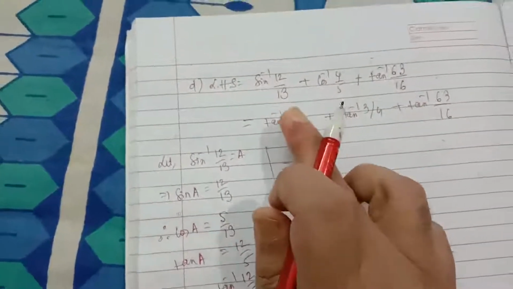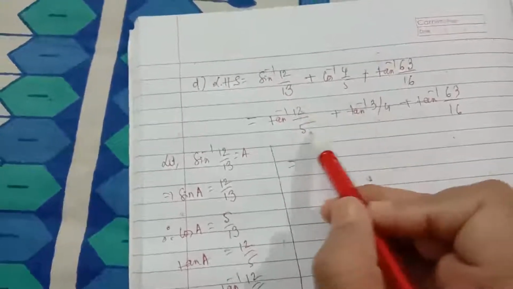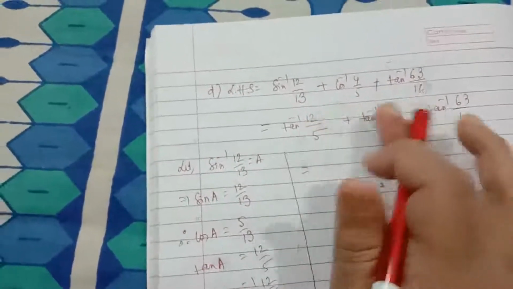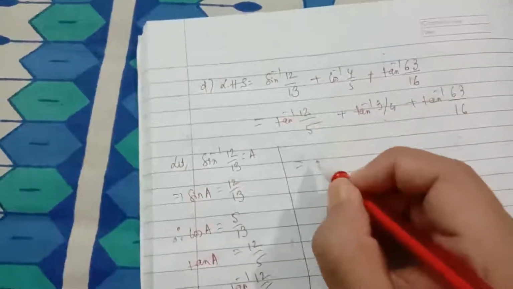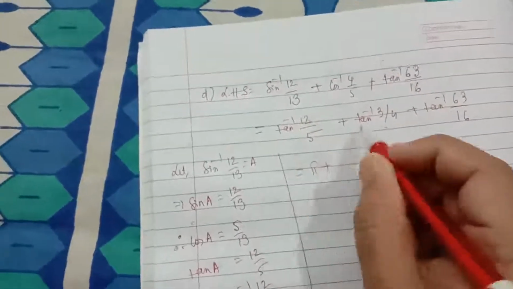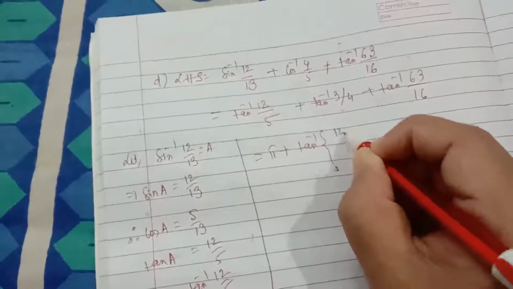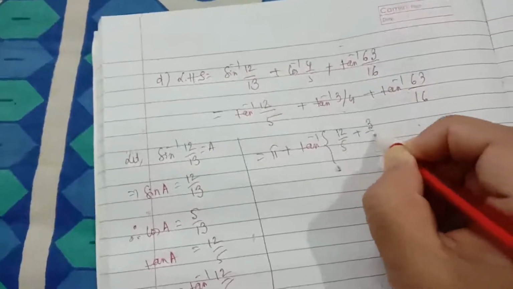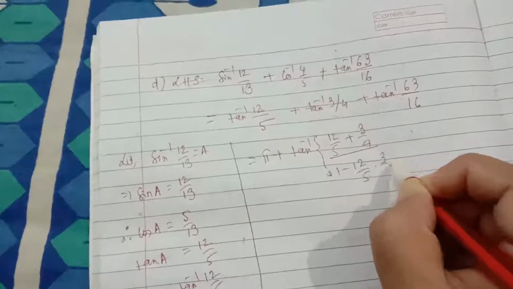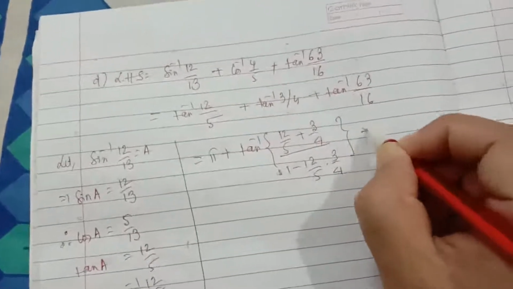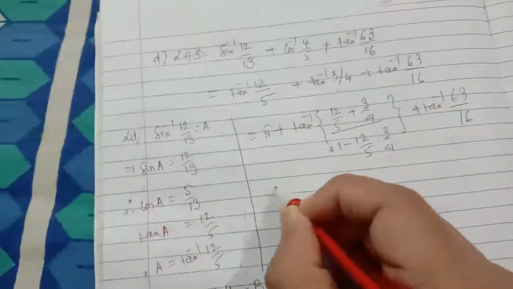Now we want to add these two, but if we multiply, you can see 12 by 5, 3 by 4, 36 by 20. Clearly if we add these two, x into y is more than 1. So to add, we have to write pi plus tan inverse of 12 by 5 plus 3 by 4 by 1 minus 12 by 5 into 3 by 4, plus tan inverse of 63 by 60.